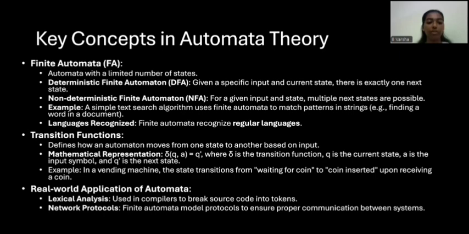Coming to the transition function. It defines how an automaton moves from one state to another based on input. It can be mathematically represented in this way, where δ is the transition function and q is the current state, a is the input symbol, and q' is the next state. For example, in a vending machine, the state transitions from waiting for a coin to coin inserted upon receiving a coin.